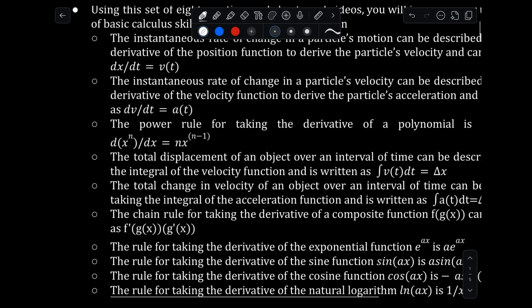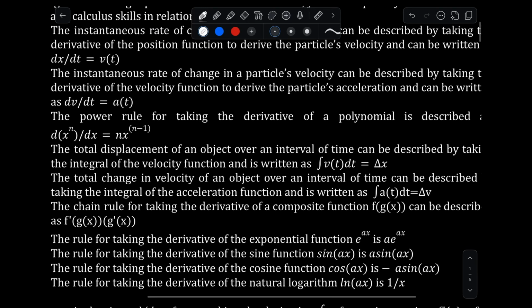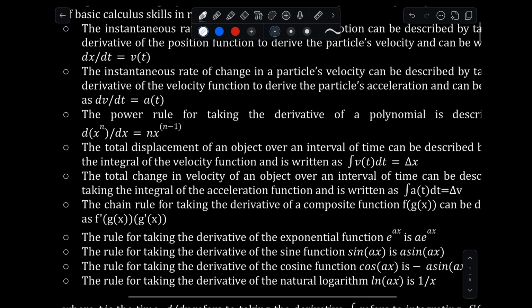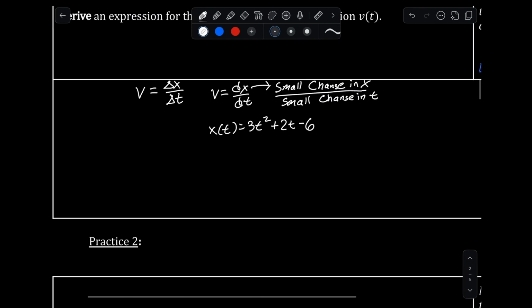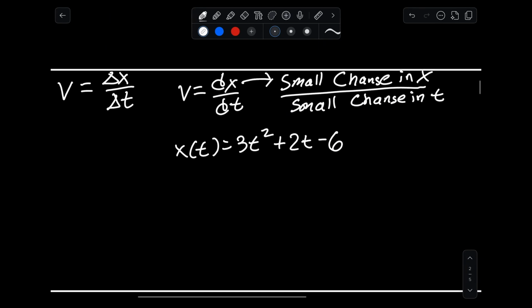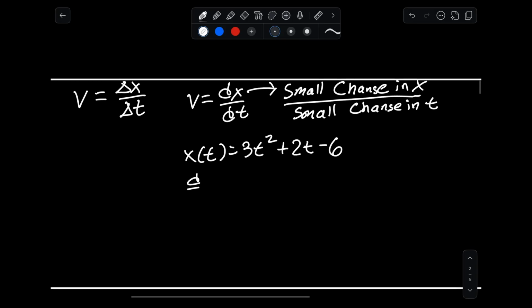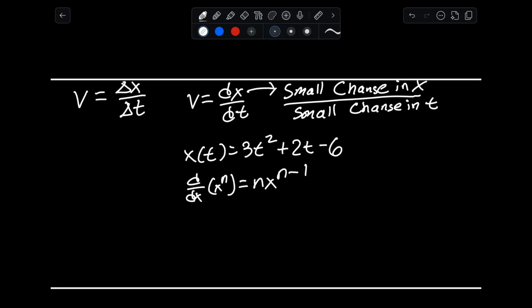So it says that the power rule for taking the derivative of a polynomial is described as the derivative of x to the n divided by dx equals this right here, right? So whenever you have a polynomial written like this, the derivative of that polynomial is going to be n x to the n minus 1. And the variable x doesn't matter. It can be t, it can be theta, it can be anything, right?